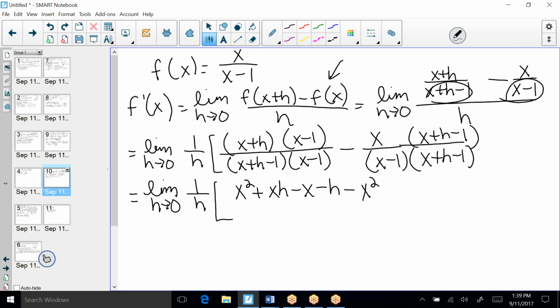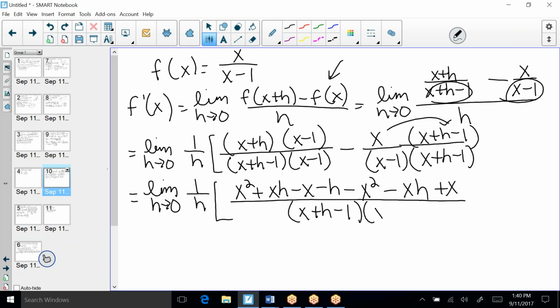and then we have minus xh, and then we have minus the negative x, so we have plus x that's left on the end after we distribute that minus x here, and then we have to divide that whole thing by that common denominator, x plus h minus 1 times x minus 1. Okay. And let's simplify. Limit as h goes to 0 of 1 over h.